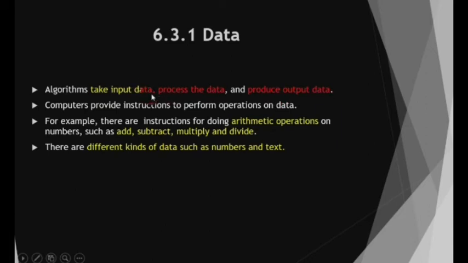Data is nothing but a collection of raw facts. Computers provide instructions to perform operations on data. So how can the data be evaluated in the computer? Through the instructions. Instructions are nothing but commands processed in the computer. For example, there are instructions for doing arithmetic operations on numbers such as add, subtract, multiply and divide. What are the arithmetic operations? Addition, subtraction, multiplication, division. These are all known as arithmetic operations.